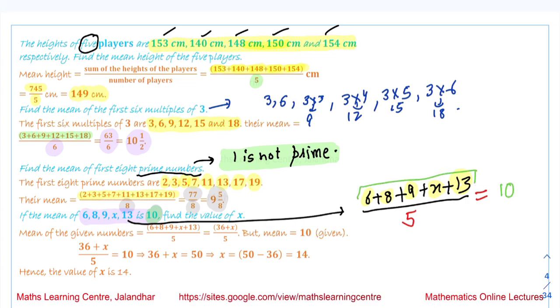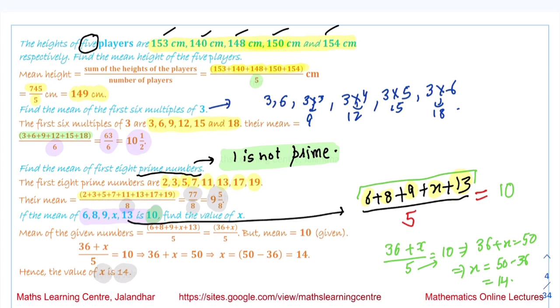So when we sum these values, we get 36 plus x over 5 is equal to 10. This 5 will come on this side, or we are saying we are multiplying both sides with 5. So we get 36 plus x is equal to 50. So the value of x will be 50 minus 36, that is equal to 14. So this is our answer, that the value of x is 14.